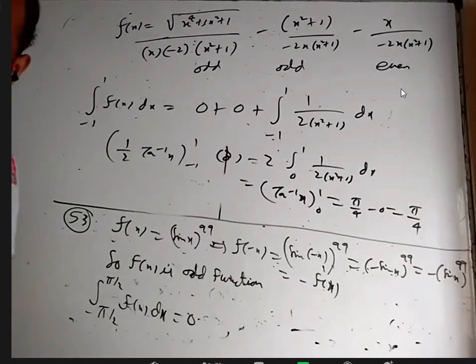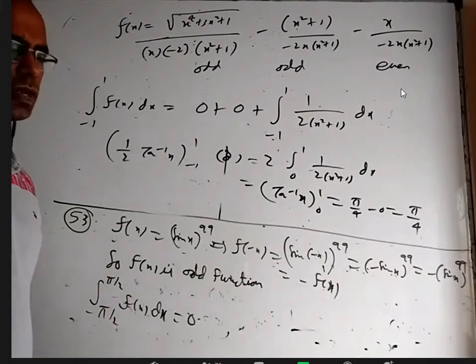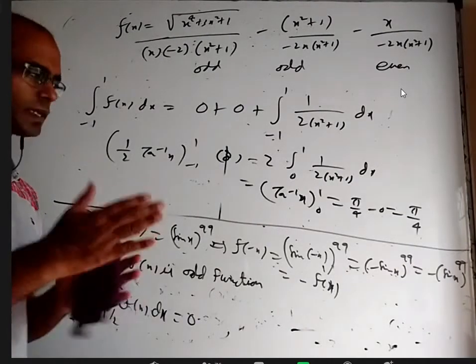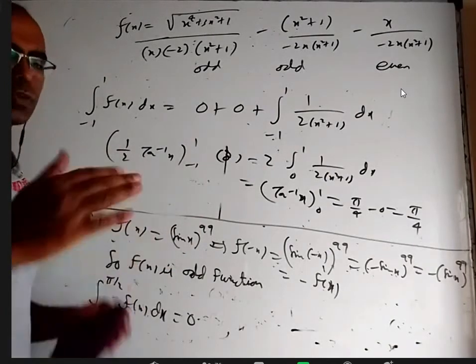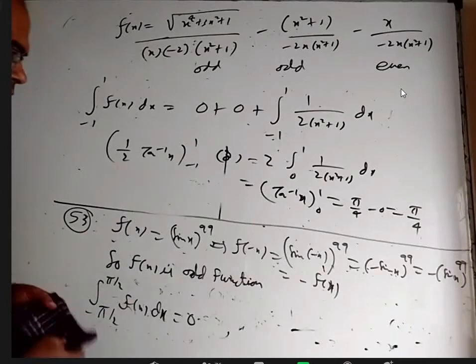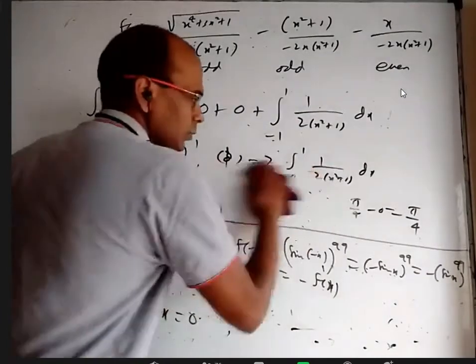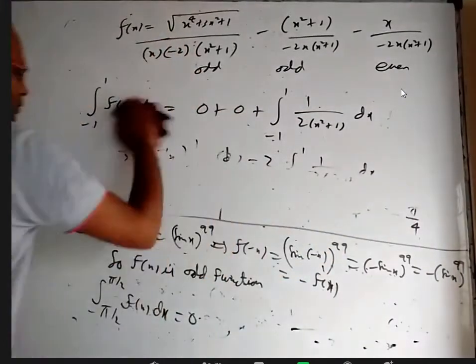Okay. Now next topic is, it's not even and odd, but we have to break the integral, split the integral. If your integral is from 2 to 10, you have to write 2 to 5 separately, 5 to 10 separately. Why we need to break? Because the function definition may change.